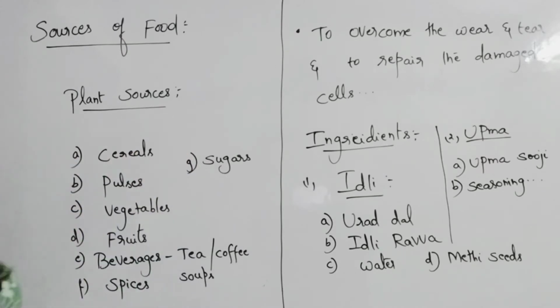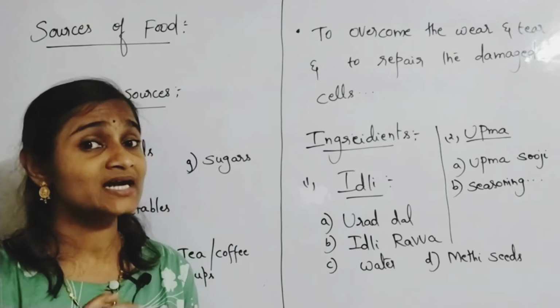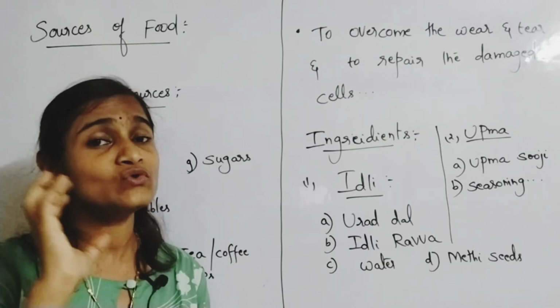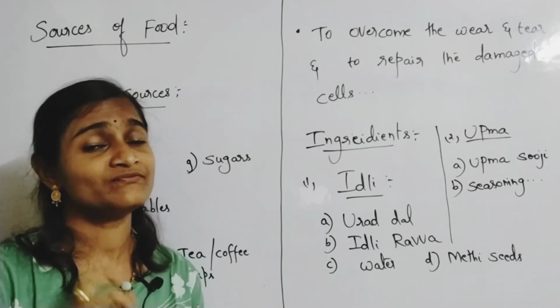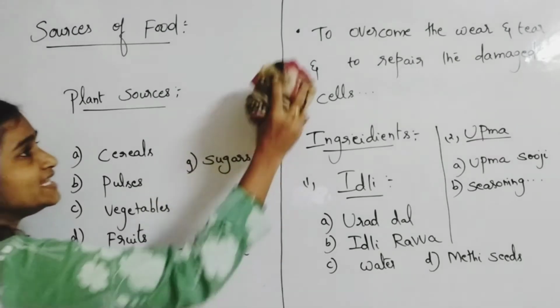These all are the examples for what? Plant sources. Sources of food items which come from different plants. So we'll learn about all these plant sources in this video.